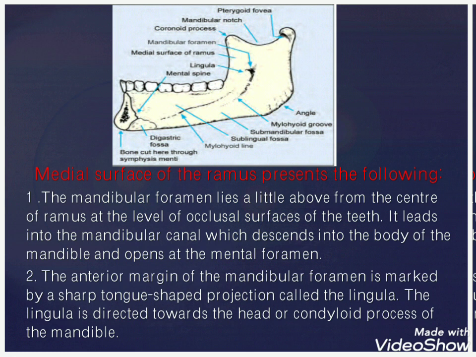The medial surface of the ramus presents the following. The mandibular foramen lies a little above the center of the ramus at the level of the occlusal surface of the teeth. It leads into the mandibular canal, which descends into the body of the mandible and opens at the mental foramen and transmits mental nerves and vessels. Second, the anterior margin of the mandibular foramen is marked by a sharp, bony, tongue-shaped projecting area called the lingula. The lingula is directed towards the head or condyloid process of the mandible.